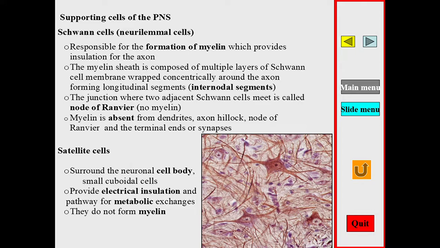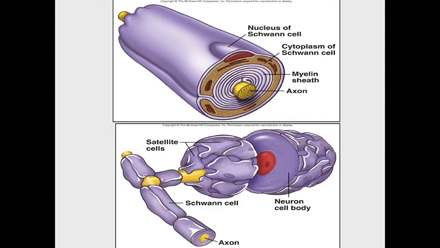The second type of cells are called the satellite cells. Usually satellite cells surround the perikaryon or the soma. They are cuboidal cells, and they provide electrical insulation and metabolic exchange between those cells and the blood vessels, which we can find within the peripheral nervous system. The Schwann cell forms the myelin, and those are the satellite cells. Usually satellite cells are associated with the perikaryon or the cell body of the neuron.